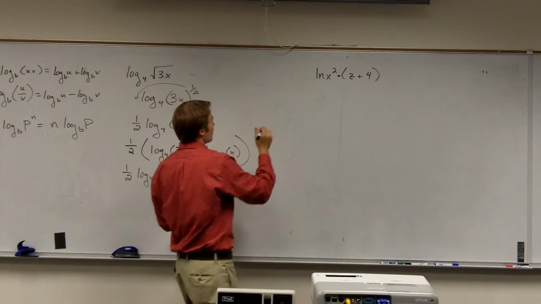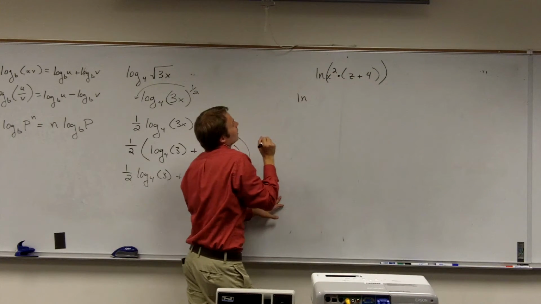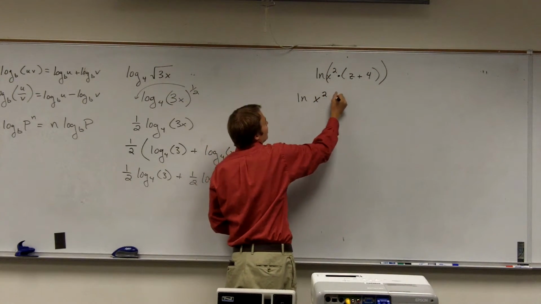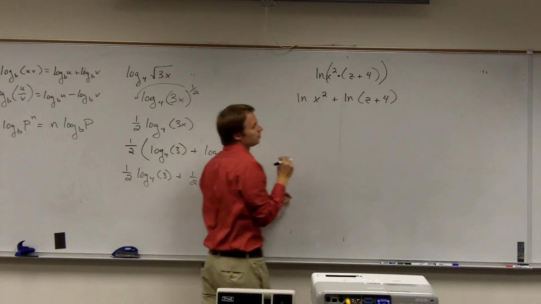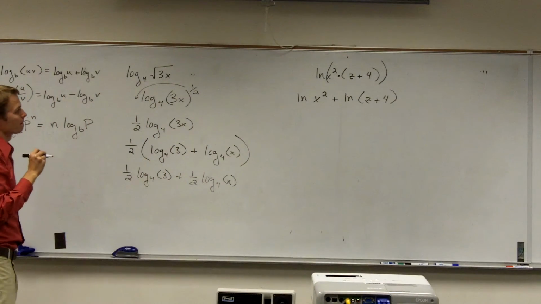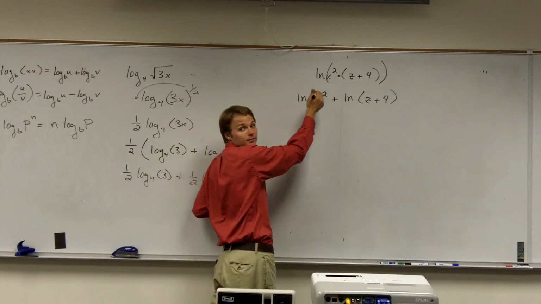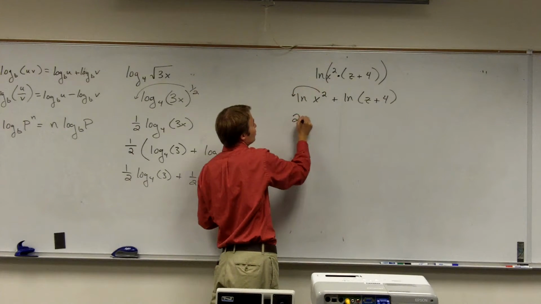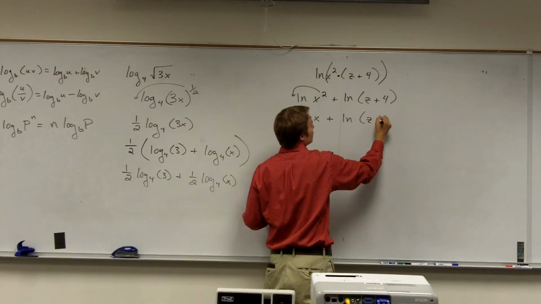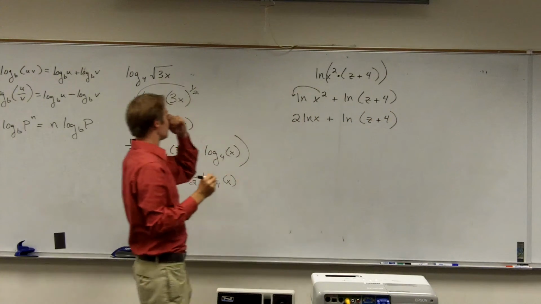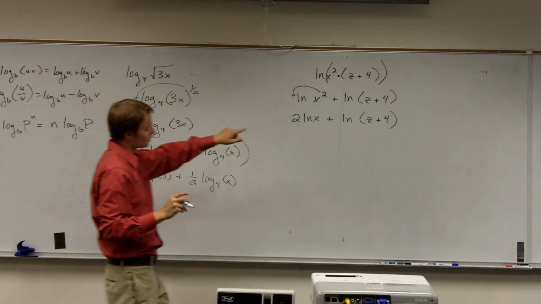And so I can actually just rewrite this as, and actually I probably should have put this in parentheses from the beginning, I can rewrite this as natural log of x squared plus natural log of z plus 4. Now we can bring down the 2 in front of the first. So now we can bring down the 2 here, and this will be 2 natural log of x plus natural log of z plus 4.